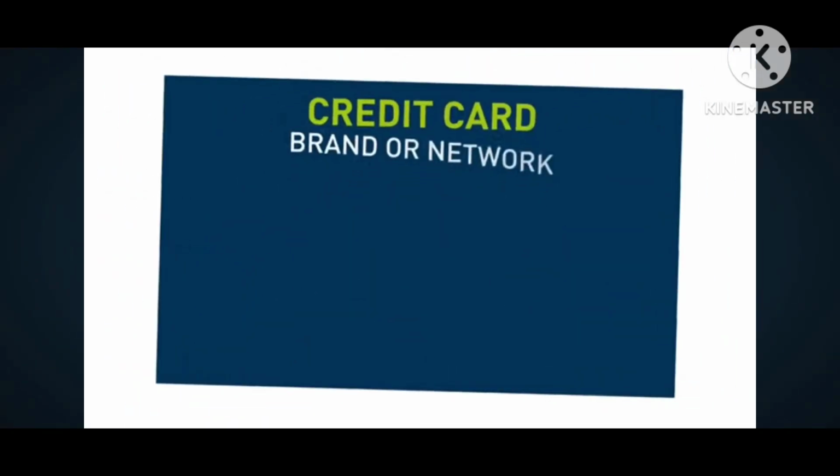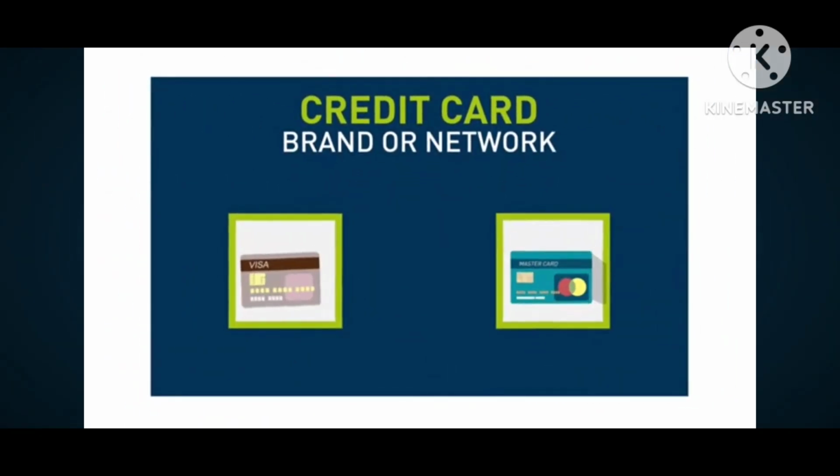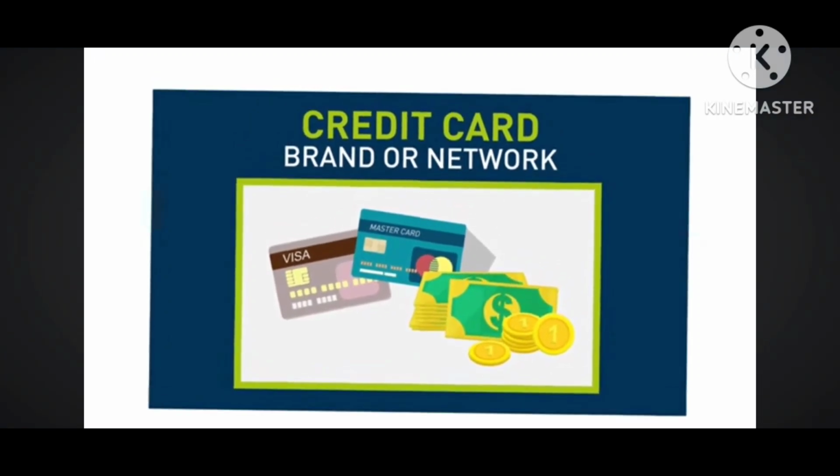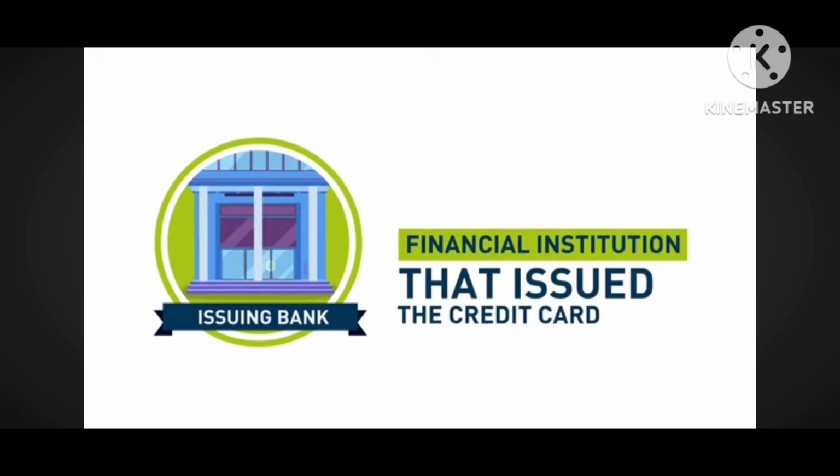Then there's the credit card brand or network. Visa and MasterCard are examples of networks used to process a credit card transaction. Finally, the issuing bank is the financial institution that issued the credit card.